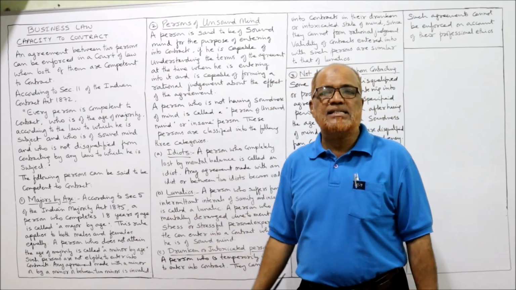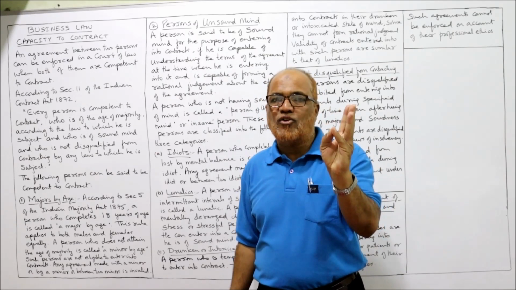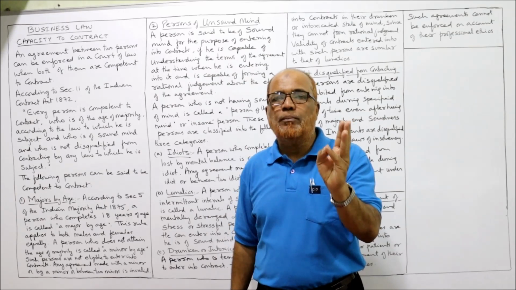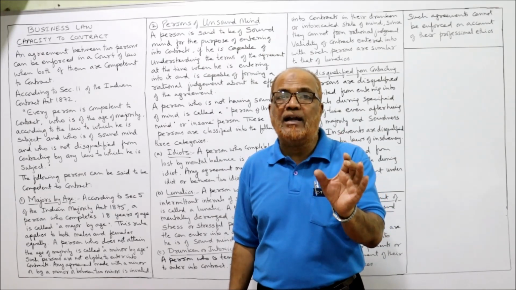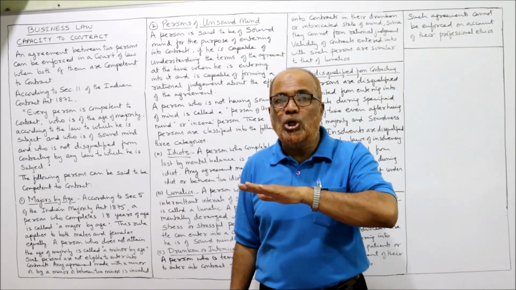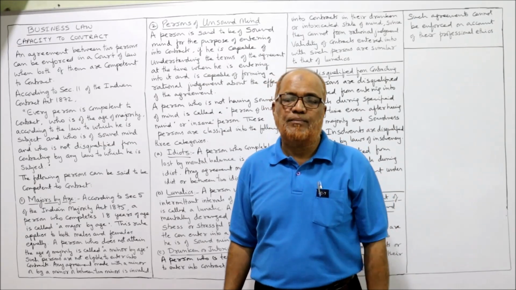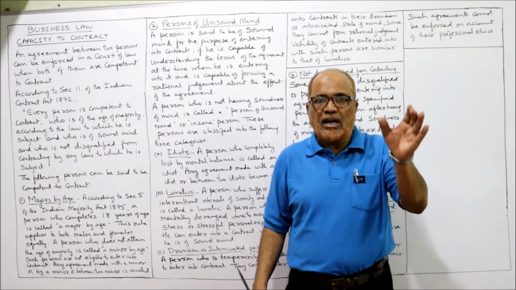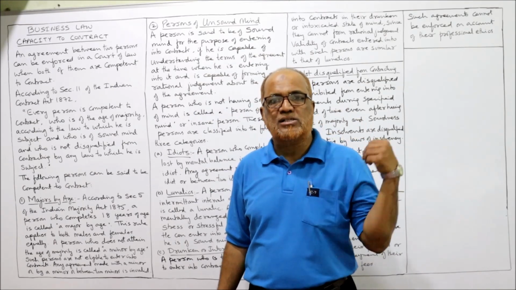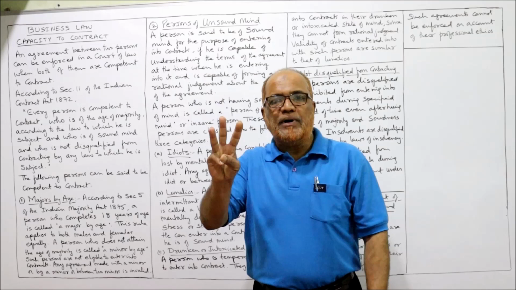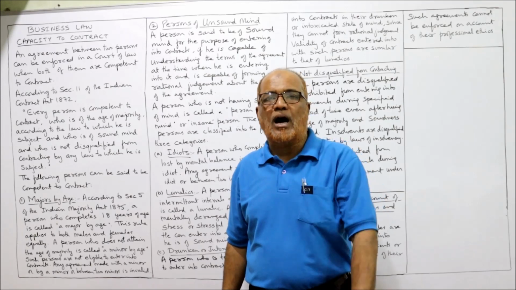So this definition says that every person can enter into a contract who is of the age of majority. First, the person should be a major. Secondly, the person should be of sound mind. And thirdly, the person should not be disqualified by any law to which he is subject. That means if he is an Indian, there are some laws which make a person disqualified from entering into a contract. I'll explain that also. So including these three conditions only, persons are competent.